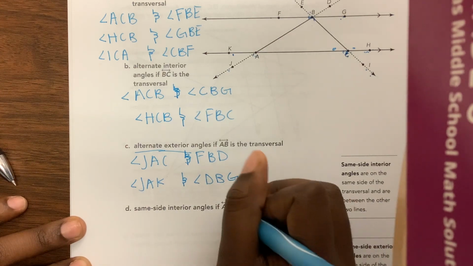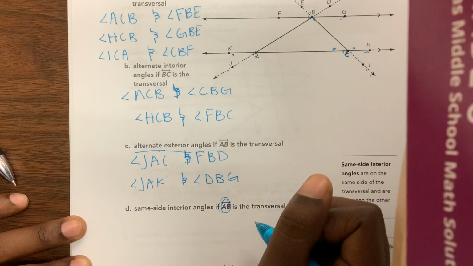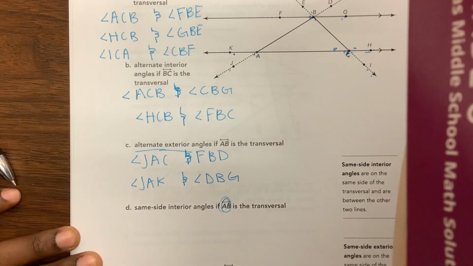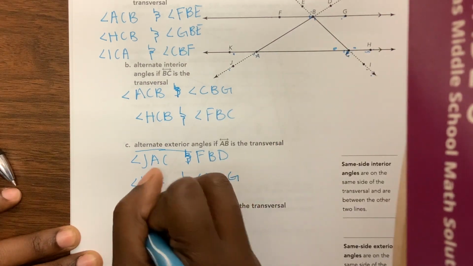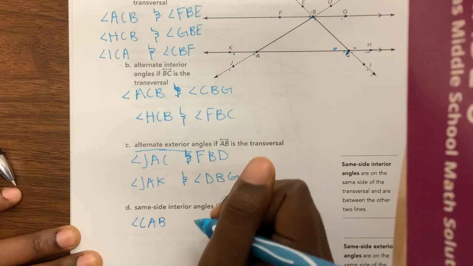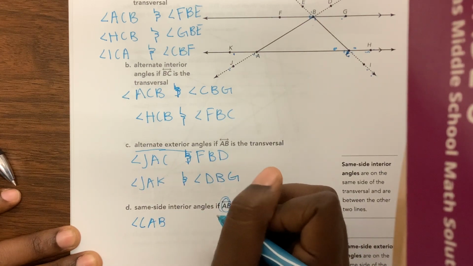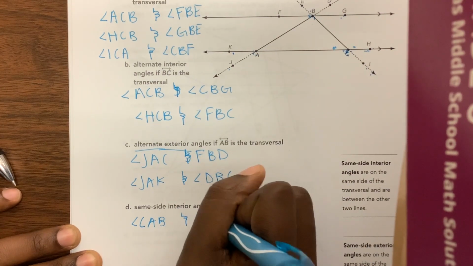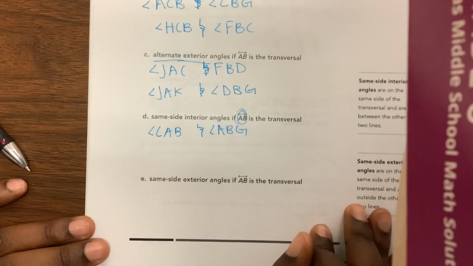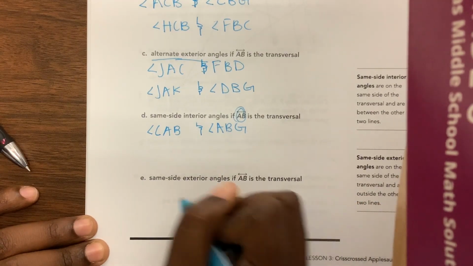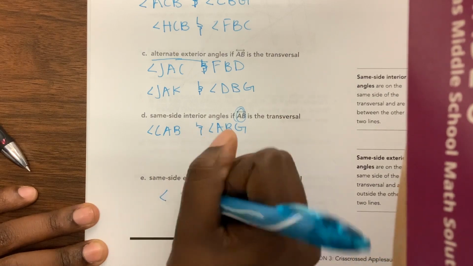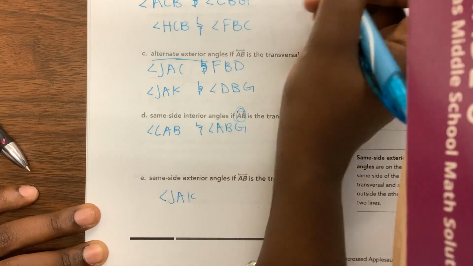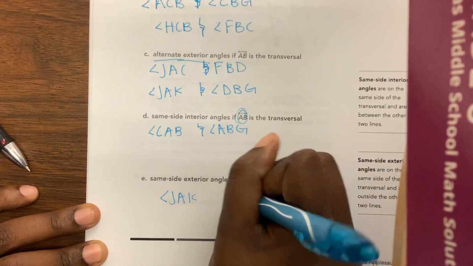Same side interior angles if AB is the transversal. We're still looking at AB being our transversal, and here I'm just going to give one for the sake of time. Let's look at CAB. Is it same side interior with ABG? And there is another one, but trying to save some time, I'm going to move on to that last one. For the same side exterior, JAK should go with FBD. Okay.